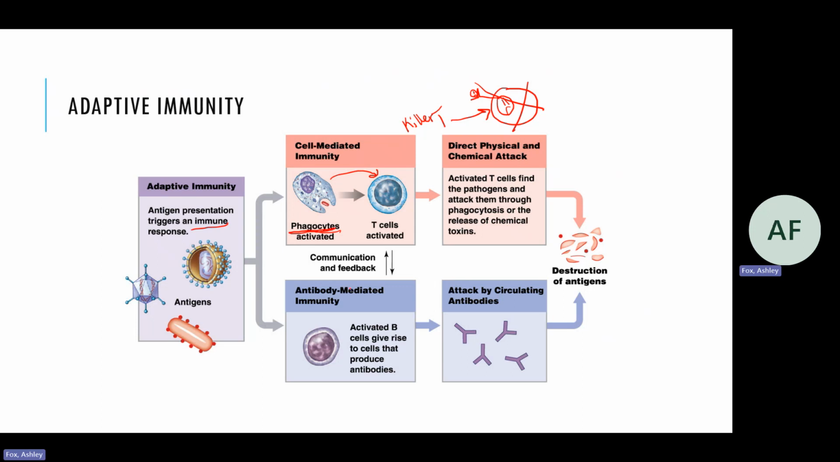Then antibody immunity, antibody mediated immunity, is B cells. So they're going to recognize that something's going on, and they are going to clone themselves and then produce plasma cells, which will make antibodies. Antibodies we'll talk about in another video, where they're going to use different ways of neutralizing or helping phagocytes come along and destroy the antigen. So we're going to have two different ways of attacking things between B cells and T cells.